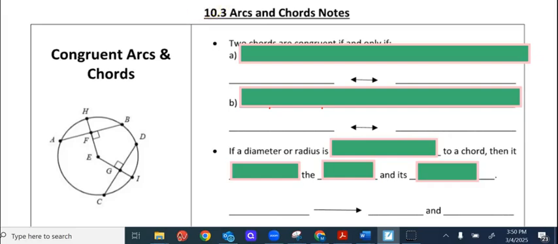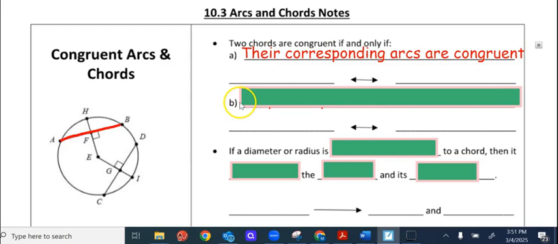Hey everyone, today we're going to do arcs and chords. So we learned already that a chord is any segment that goes across from one side of the circle to another. So today we're going to learn about how we can tell that two chords are congruent, and we're going to look at these 2 points here.